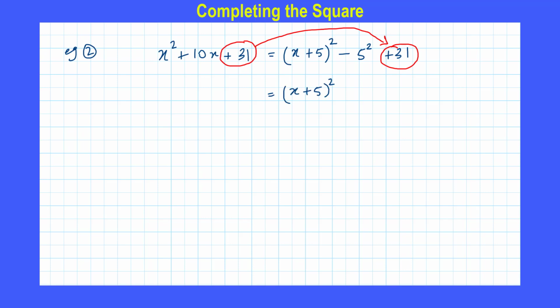We then work out a little bit on the right hand side by squaring the 5. So we've got to take away 25 plus 31, and then we simplify it. So x plus 5 squared plus 6.